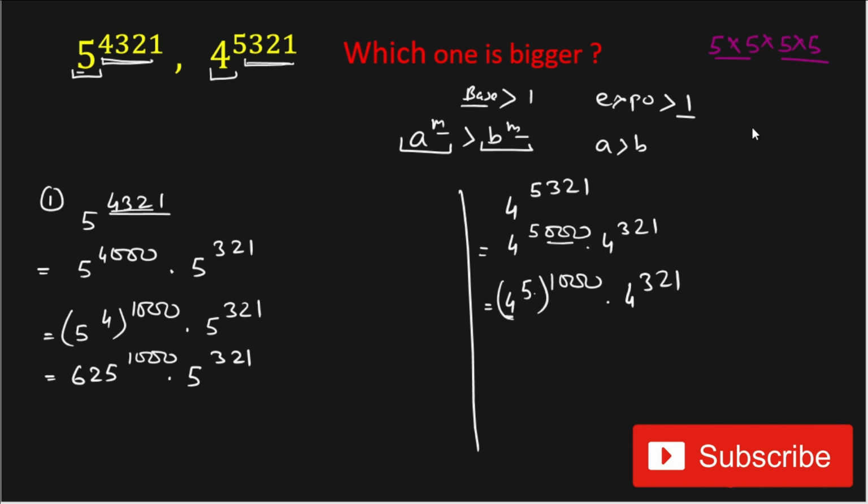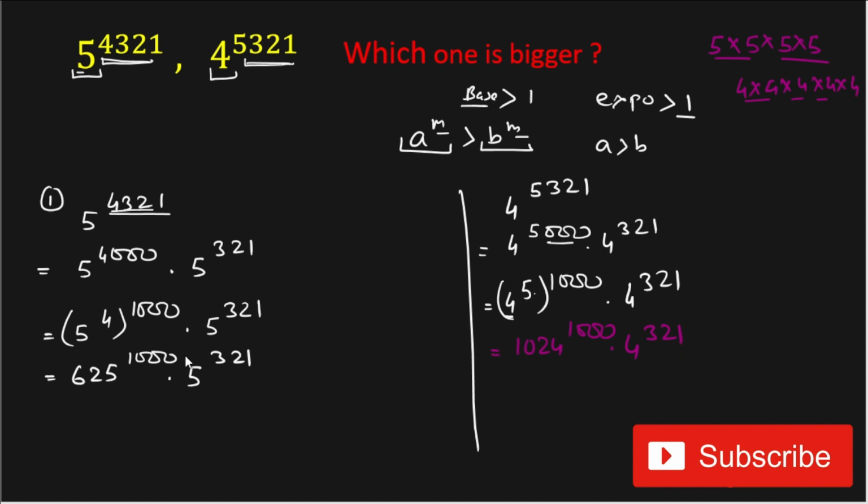Now here 4 powered by 5 means 4 five times: 4 into 4 into 4 into 4 into 4. Now 4 times 4 is 16, 16 times 4 is 64, 64 times 4 is 256, and 256 multiplied by 4 is 1024. So it is 1024 powered by 1000, times 4 powered by 321.